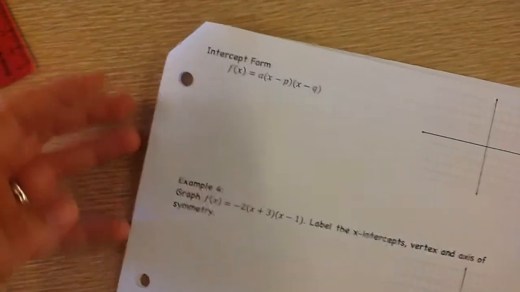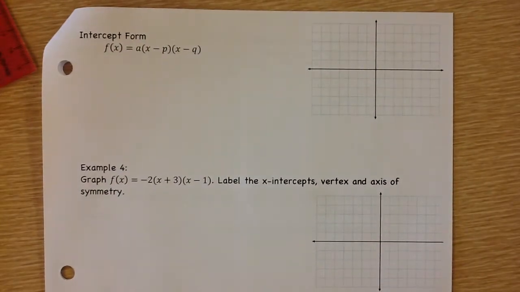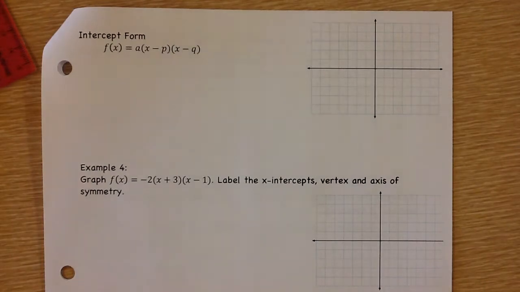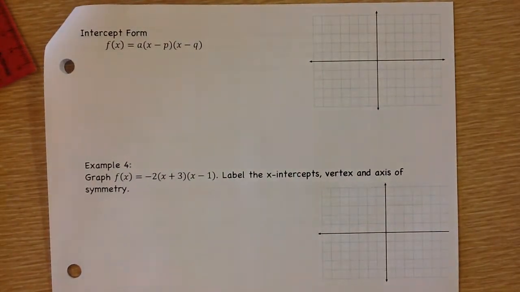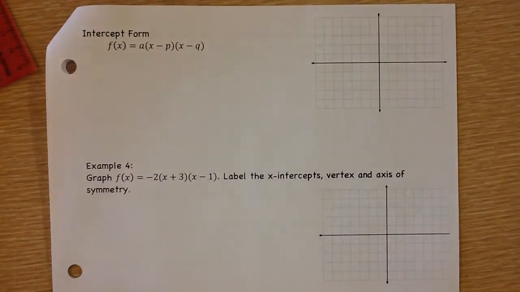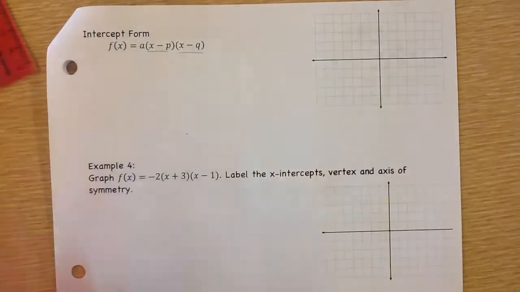The very last thing we need to talk about is intercept form. This is used very, very rarely. I just want to introduce you to it so you're familiar. Intercept form is another way of writing a quadratic function. It's writing it in what we call factored form, where we have two factors multiplied times each other.